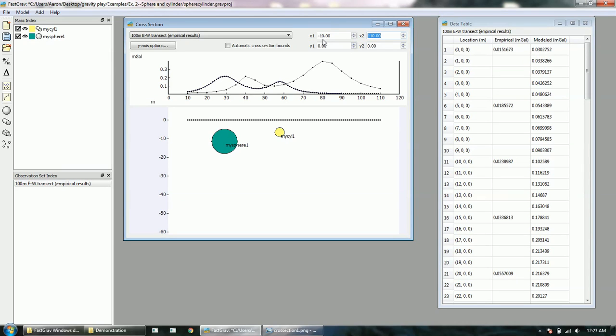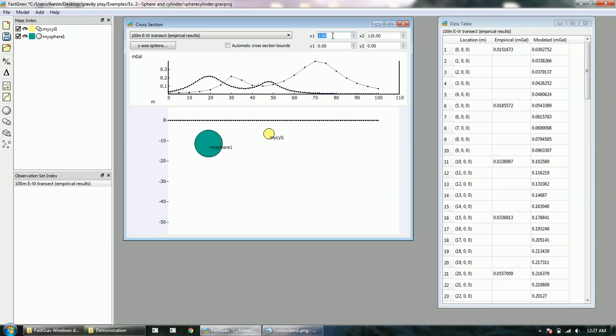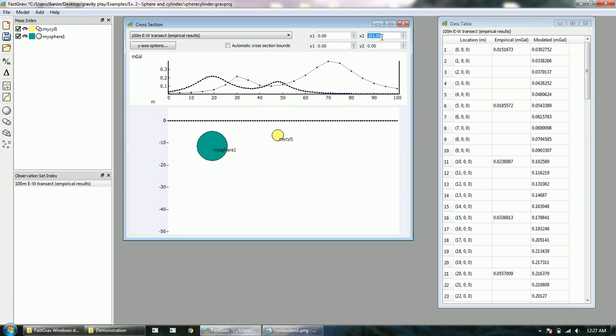So, bearing in mind that this observation set goes from x equals 0 to x equals 100, just in a straight line, and y is 0 for every point, first let me reset these x values to 0 and 100. I'm going to change this y2 coordinate to 25.